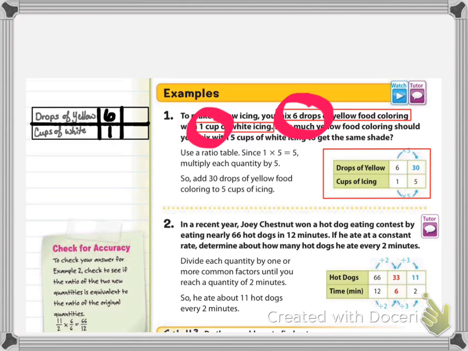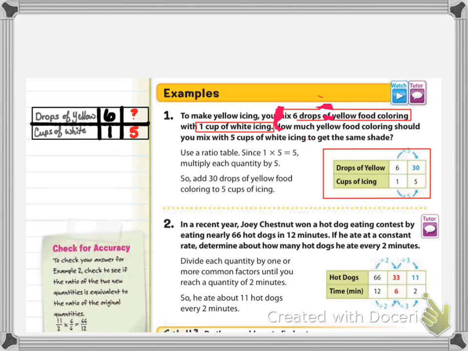So now the word problem is saying, and let me take away those things here. What our word problem is asking is, how much yellow food coloring should you mix with 5 cups of white icing? So if you go back to your table over here, we're trying to figure out how much yellow we need. That's the part that we're asking ourselves. That's our question mark when we're using 5 cups of icing.